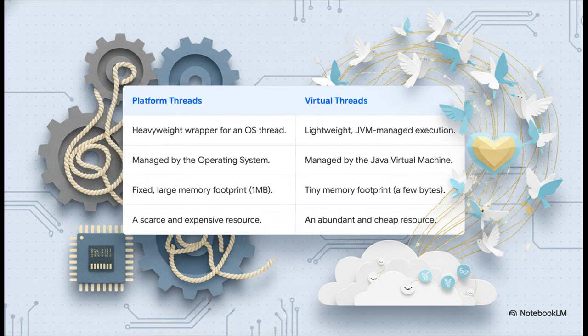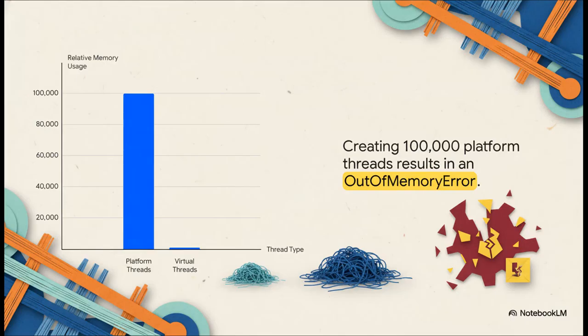Then you've got the new kid on the block, the virtual thread. It is unbelievably lightweight, managed entirely by the Java virtual machine, and has a teeny tiny memory footprint. This is your fleet of delivery drones. You can launch millions of them, and it's cheap and super efficient. And if that last slide didn't convince you, just look at this chart. This really puts it in perspective. If you try to fire up 100,000 of those old platform threads, your app is almost certainly going to crash and burn with an out-of-memory error after it's eaten through 100 gigs of RAM. But with virtual threads, you can spin up that same 100,000 threads and way more using only about 1 gigabyte of memory. We're not talking about a small improvement here. This is a total game changer for what's even possible.